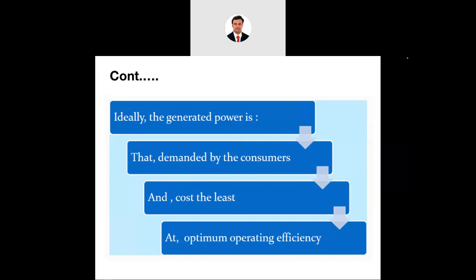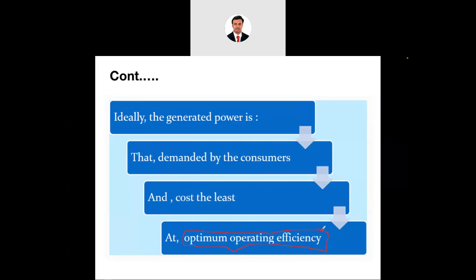So also we have to achieve the least cost of energy and fulfill the demand of the consumer at the optimum operating efficiency, right? Because overall, whatever energy is generated, it is coming to this particular point. Okay, efficiency of the power plant.